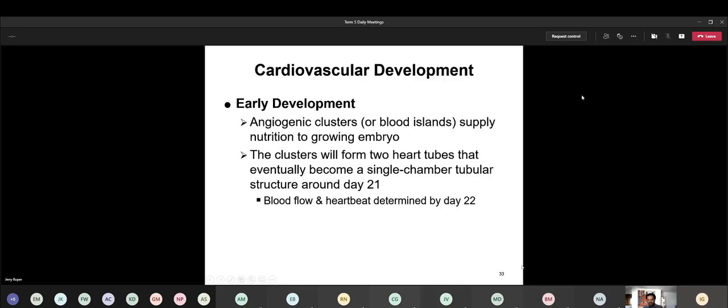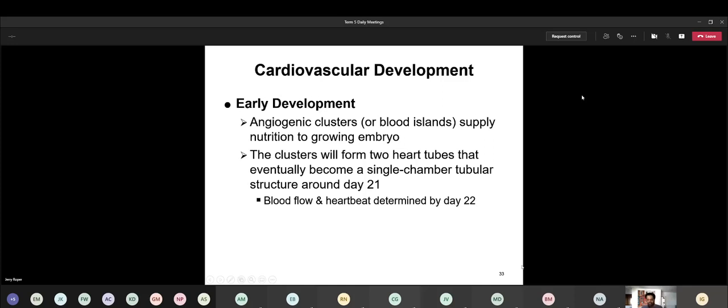Now, early development, the angiogenic clusters. Angiogenesis just means that you're producing new vessels, like new blood vessels. So these little clusters are what's going to ensure that the heart continues to develop like it's supposed to.